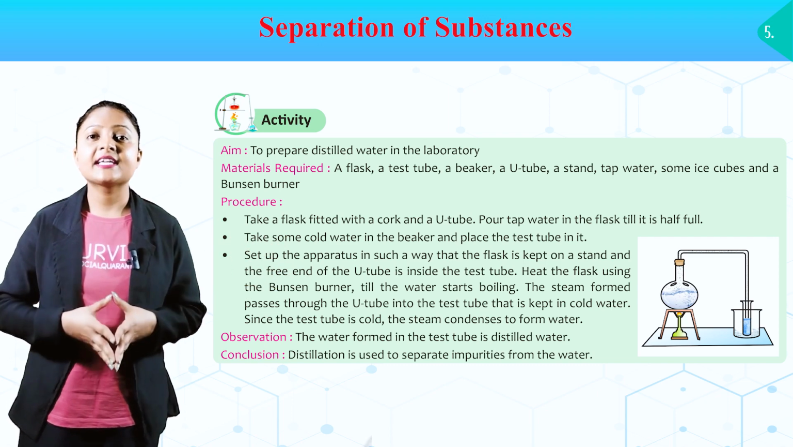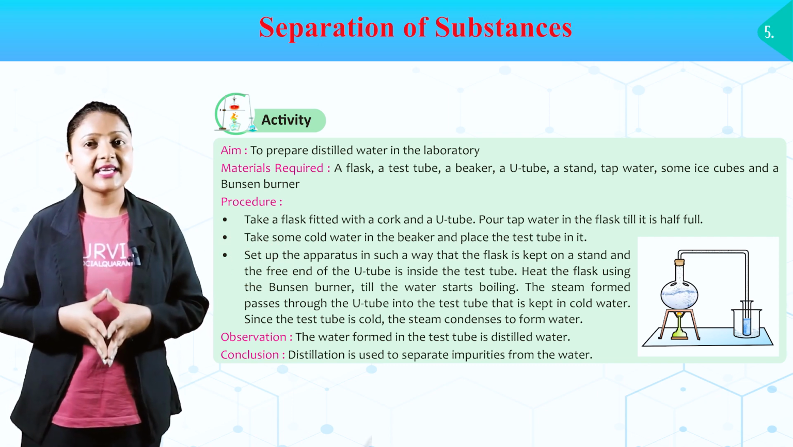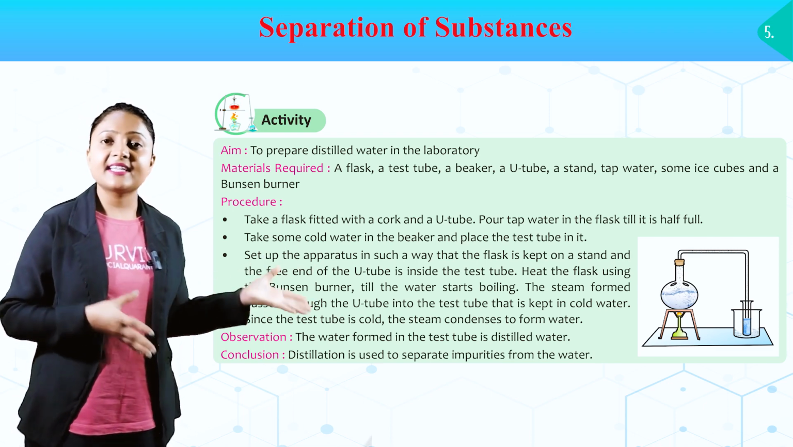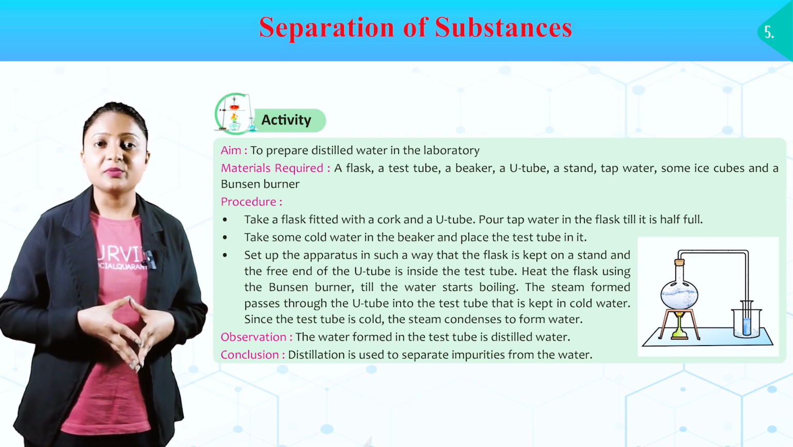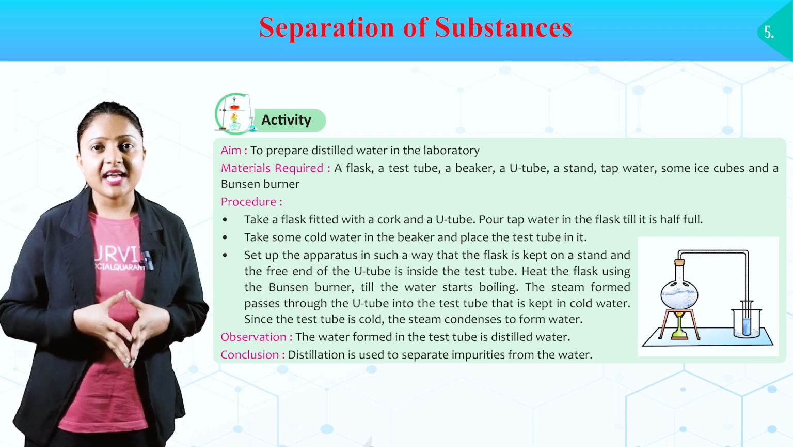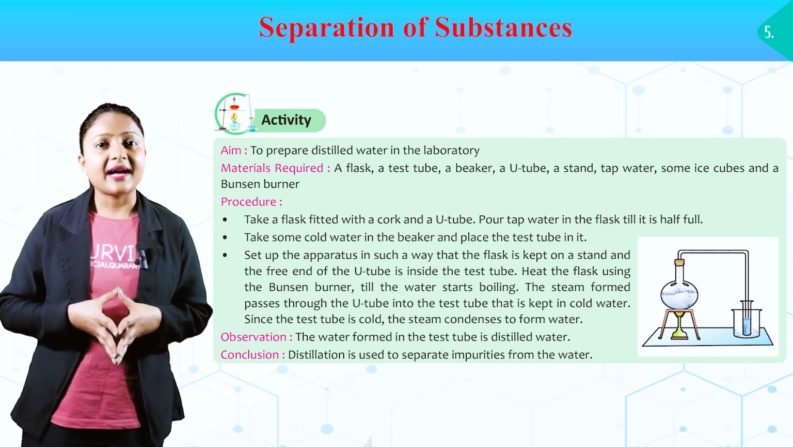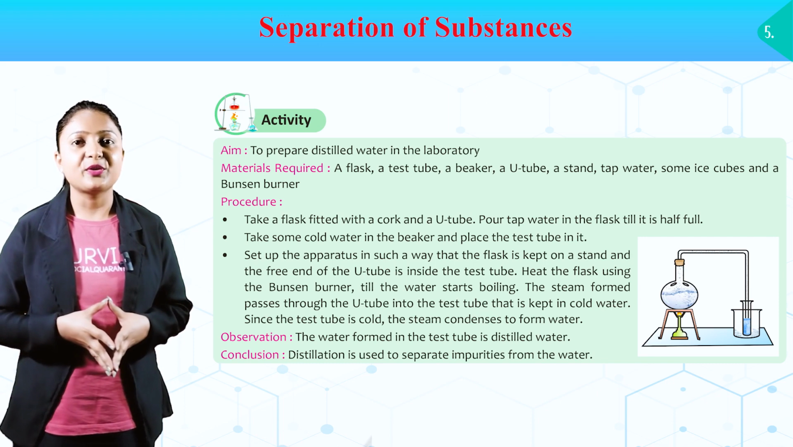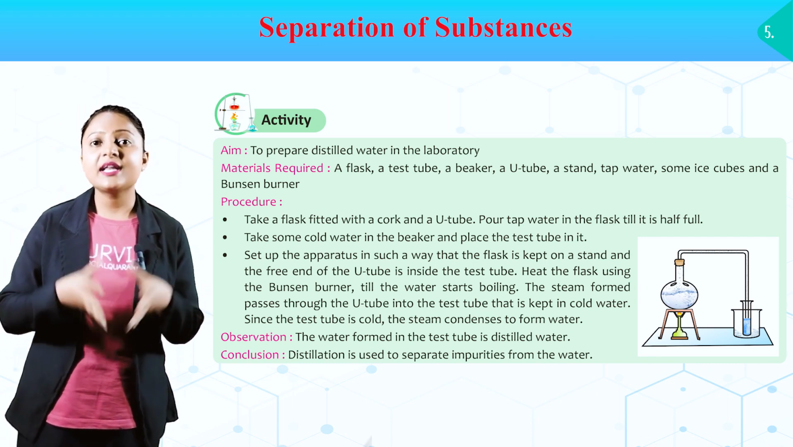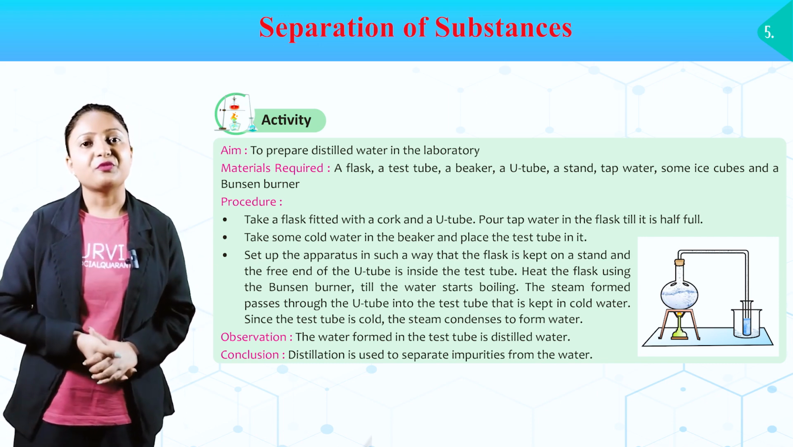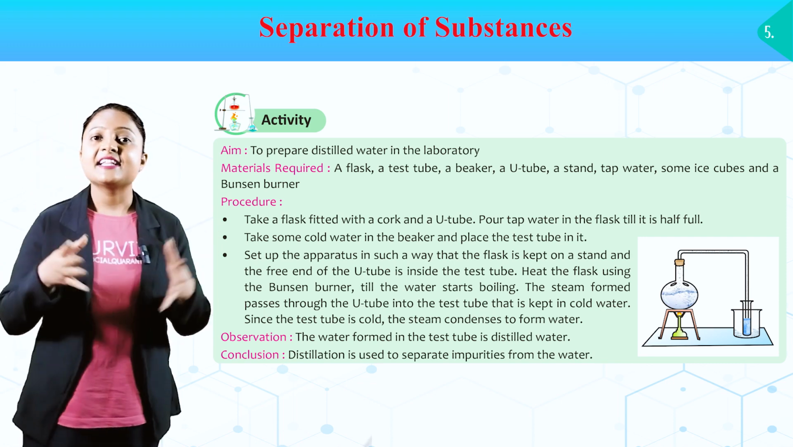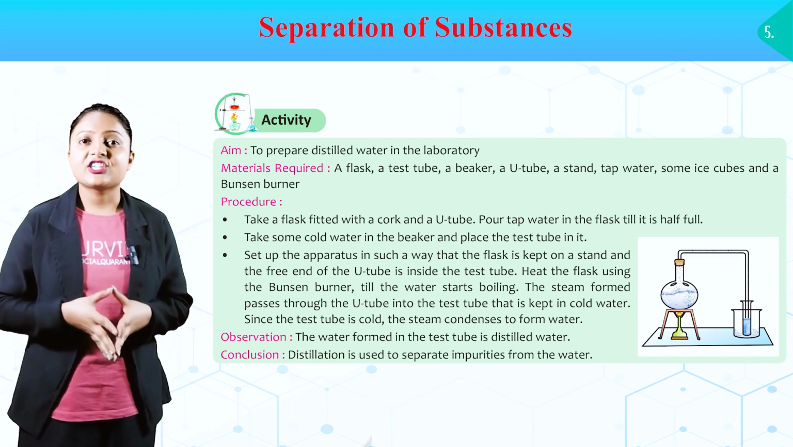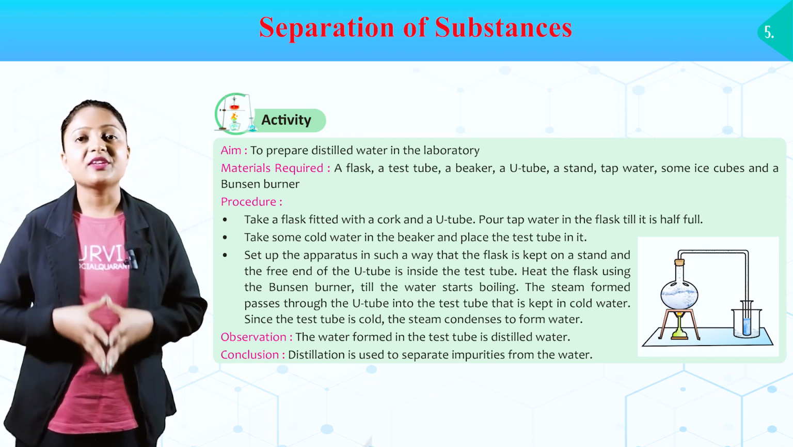Set up the apparatus in such a way that the flask is kept on a stand and the free end of the U-tube is inside the test tube. Heat the flask using the Bunsen burner till the water starts boiling. The steam formed passes through the U-tube into the test tube that is kept in cold water. Since the test tube is cold, the steam condenses to form water. Observation: the water formed in the test tube is distilled water. Conclusion: distillation is used to separate impurities from the water.